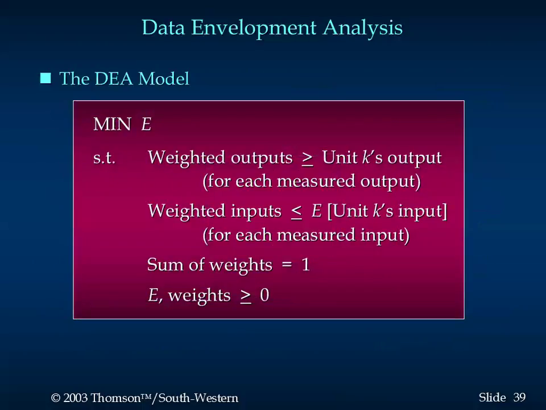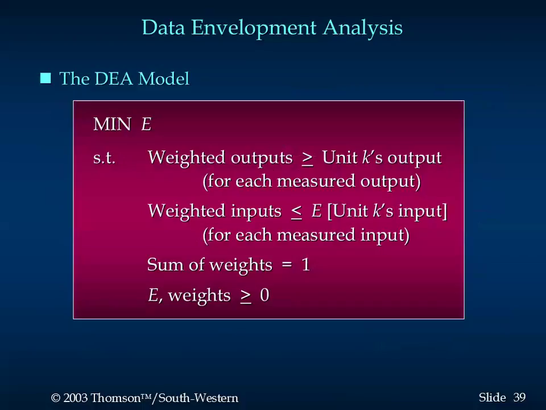All right, so the model is basically this. We're trying to find the minimum value of E such that the weighted average output is greater than or equal to the target unit's output, and the weighted average inputs are less than or equal to E times the target unit's inputs, with the sum of weights equal to 1.